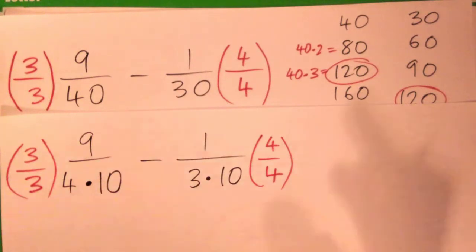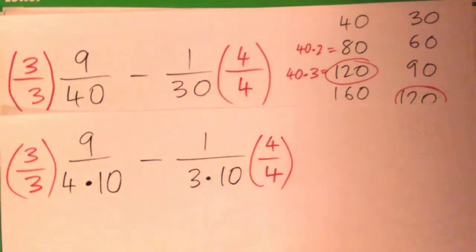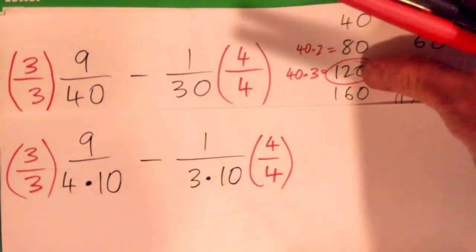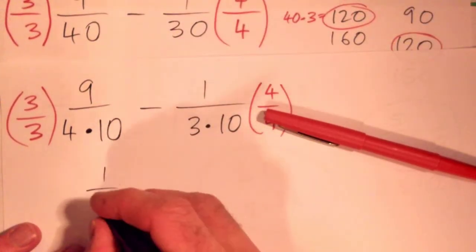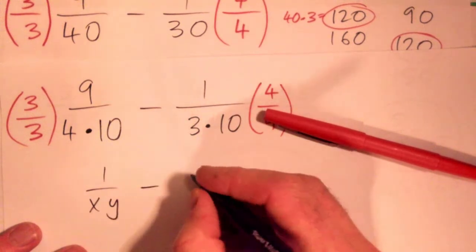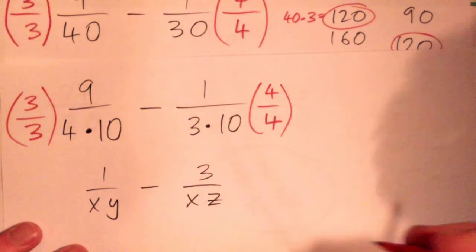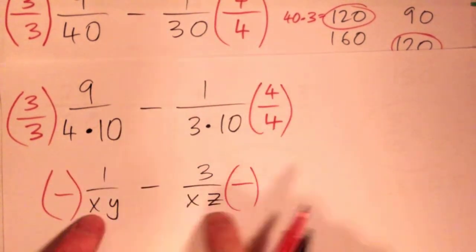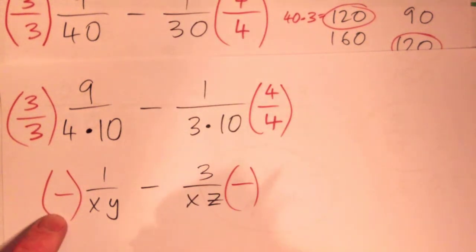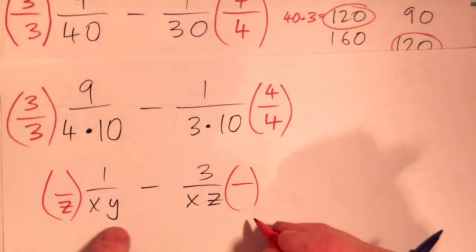It's actually the algebra way of doing it, because you guys are going to see some algebra where you've got to do that. You might see, like, 1 over xy minus 3 over xz. And then what's missing over here? If I was to make the bottoms the same, what do I need over here? Good. And what do I need over here? I've got x, y, z. I need a y.